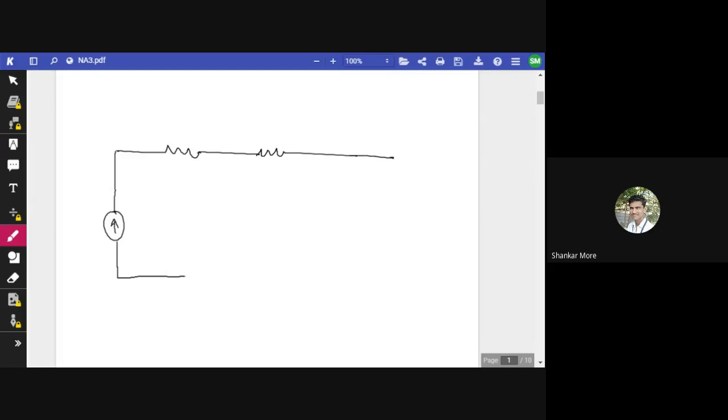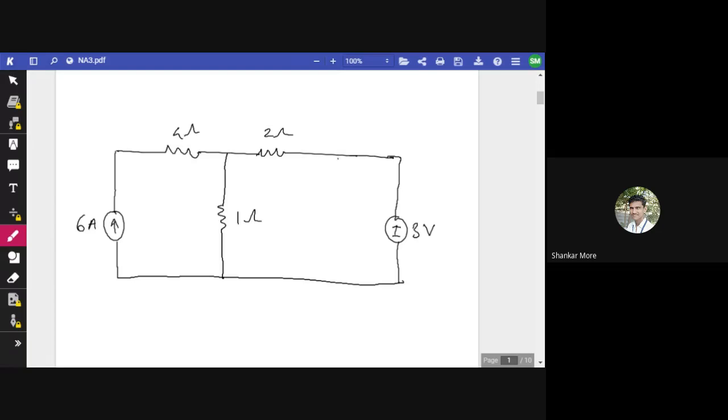This is an independent current source, and this is an independent voltage source. This is 3 volt. This is 6 ampere. This is 4 ohm. This is 2 ohm. We have one resistance here also, that is 1 ohm, and we have the resistance 3 ohm here also. So what we have to find out, guys?